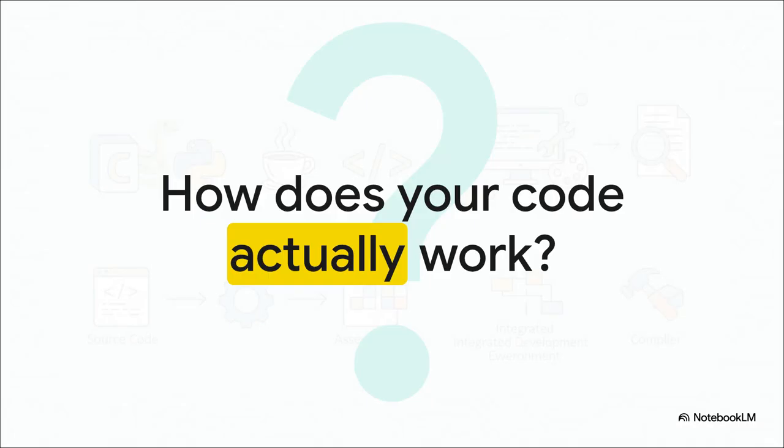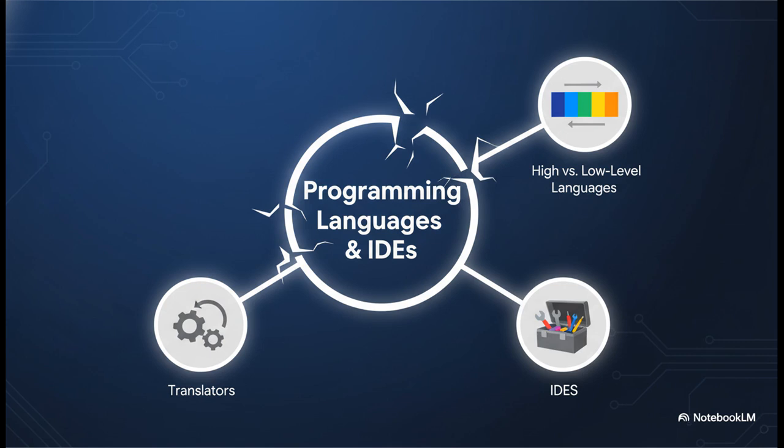So think about it. You spend all this time crafting your code in something like Python or maybe Java. It looks perfect. It makes sense to you. But did you ever just stop and think, what's really going on under the hood? How does this computer, this machine that only gets ones and zeros, possibly understand your brilliant program? Well, that's the big question we're going to answer today.